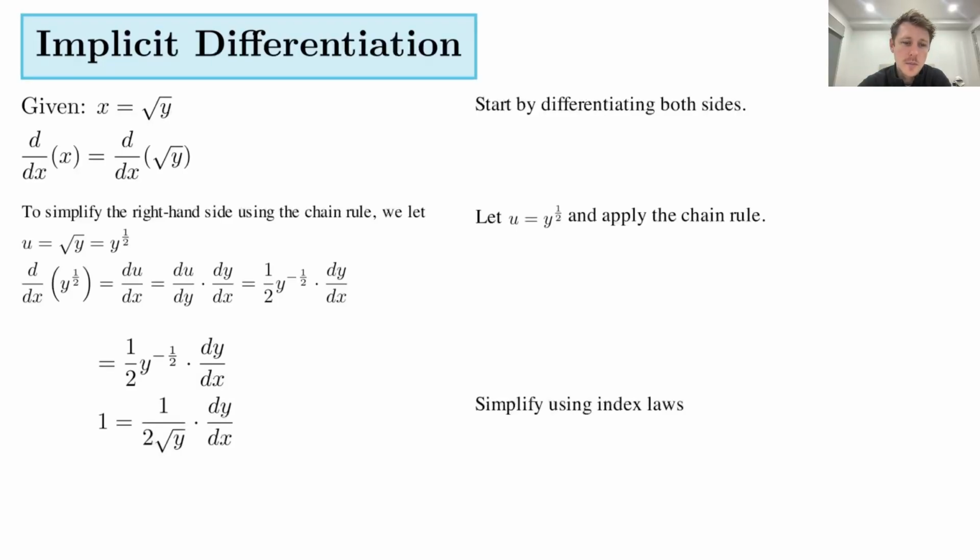We know that y to the power of negative 1/2 is 1 over the square root of y. And then we've got this 1/2 factor at the front. So it's 1 over 2 root y times dy/dx. And we know that the left-hand side is just equal to 1, because the derivative of x with respect to x is just 1. And so now we just try and solve for dy/dx. If we isolate dy/dx, you'll get 2 root y. And we have to assume that y is greater than 0 because we're taking the square root of y.